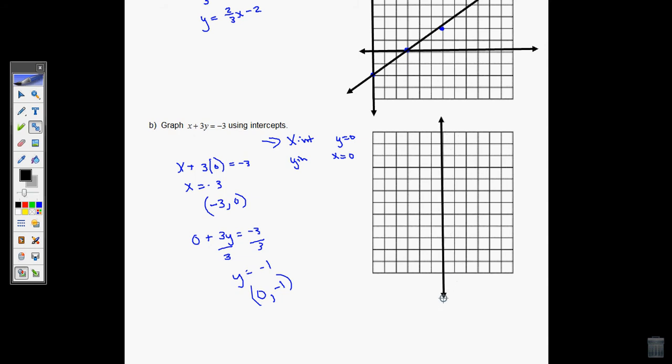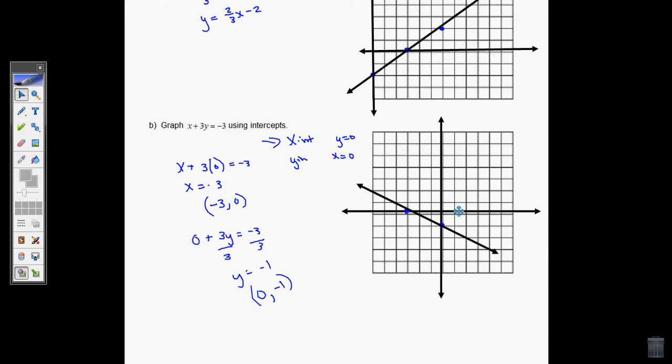I'll just put these right down in here. One there, one there. Brilliant. Alright, negative 3, 1, 2, 3, comma 0, and 0, negative 1. Beautiful, look at that. I just plot the intercepts, connect them using a line, and we're done. It's that easy.